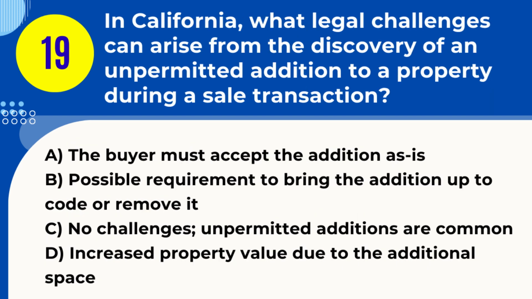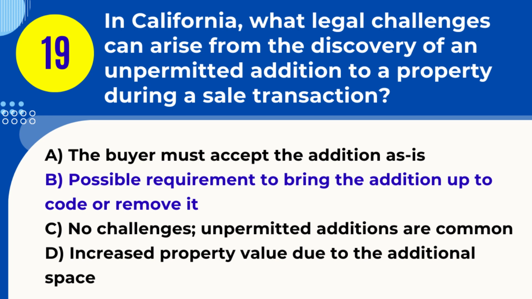Question 19. In California, what legal challenges can arise from the discovery of an unpermitted addition to a property during a sale transaction? A. The buyer must accept the addition as is. B. Possible requirement to bring the addition up to code or remove it. C. No challenges. Unpermitted additions are common. D. Increased property value due to the additional space.